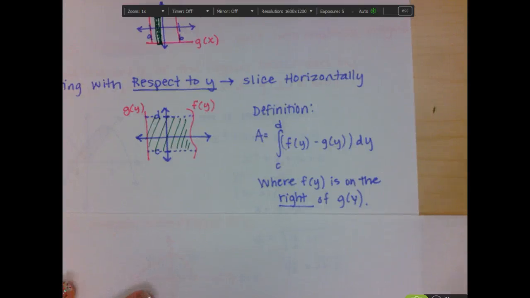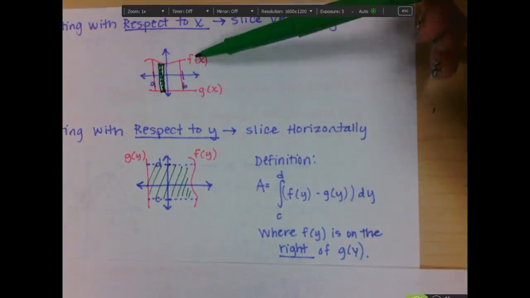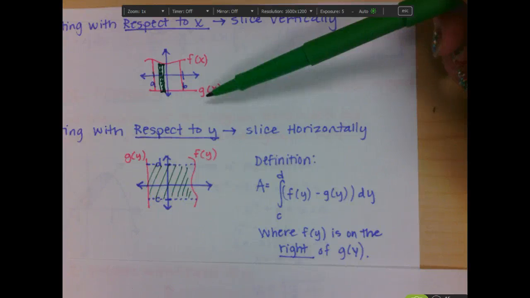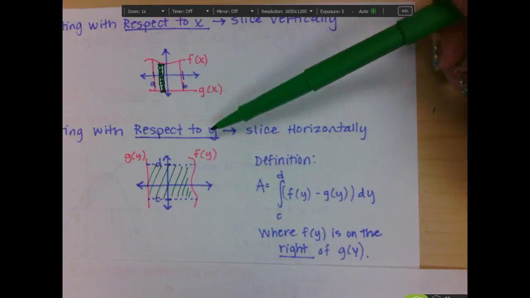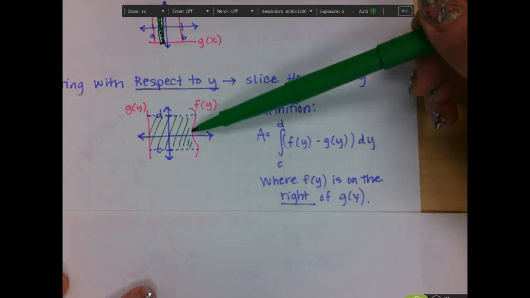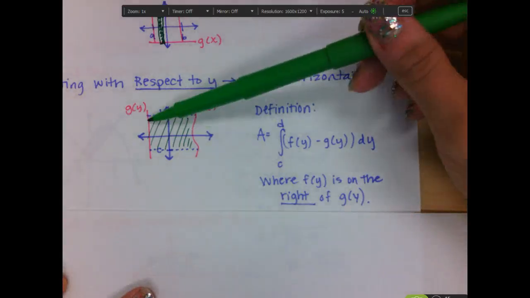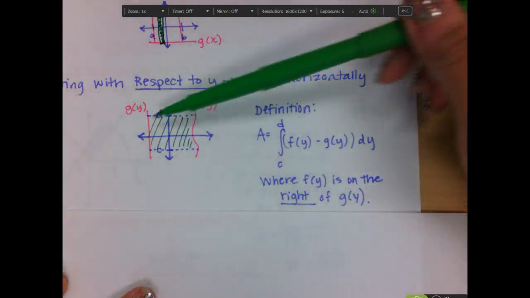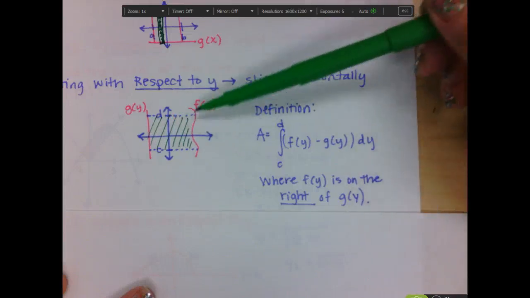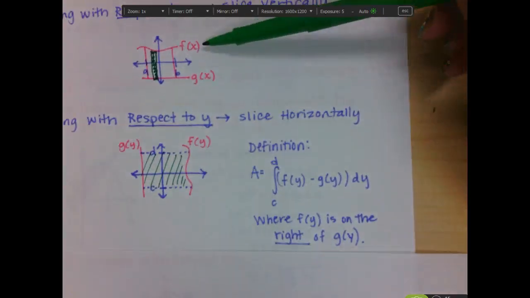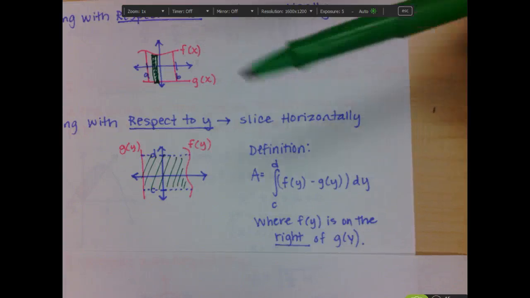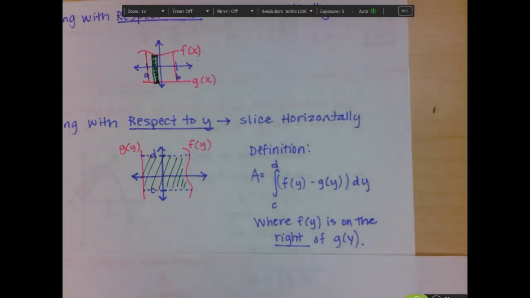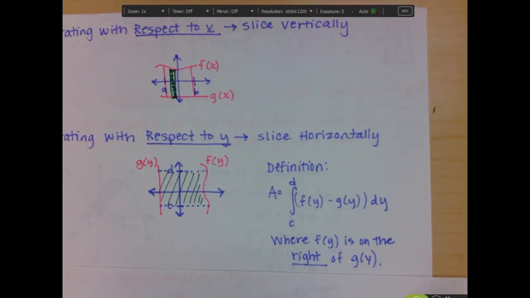Now, in the previous example, f was always on top and g was always on the bottom. When we do this with respect to y, f is always going to be on the right and g is always going to be on the left. Okay, so f of y is bigger, meaning it's on the right. Up here, f of x is bigger, meaning that it's on the top. So let's take a look at an example where we do find the area between two curves with respect to y.